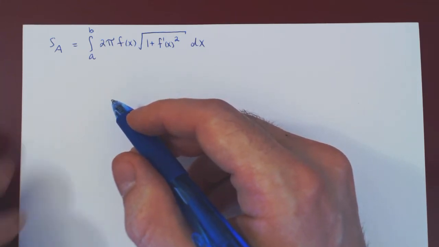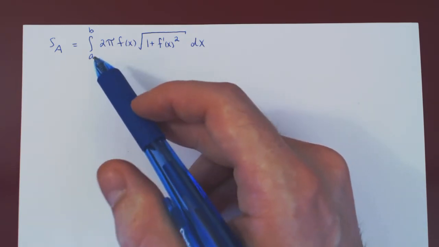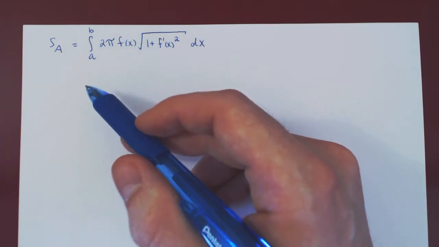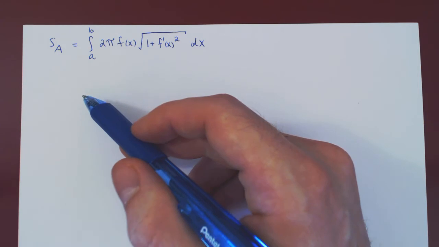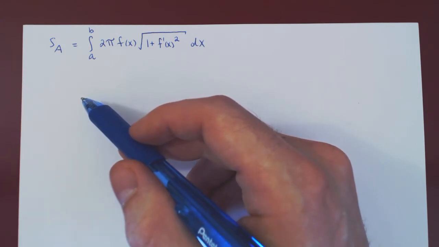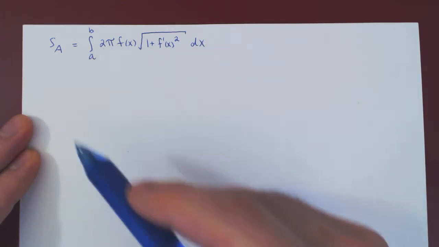Okay, so if you recall in our previous video, we showed that if you have a curve y equals f of x between x equals a and x equals b, and you revolve this curve about the x-axis, it generates a surface of revolution. And if you ask, what is the surface area of this surface, the answer is, it is obtained by evaluating this definite integral.